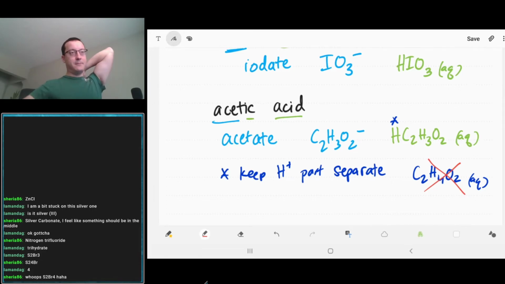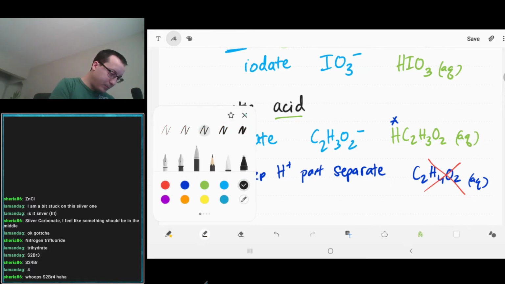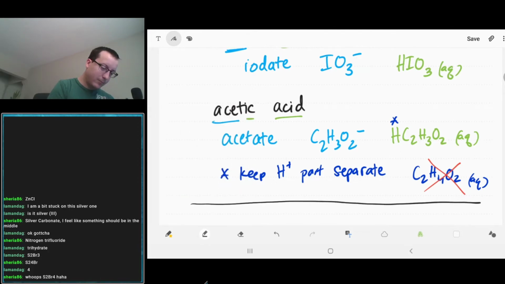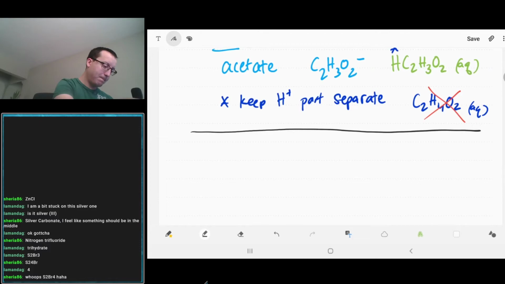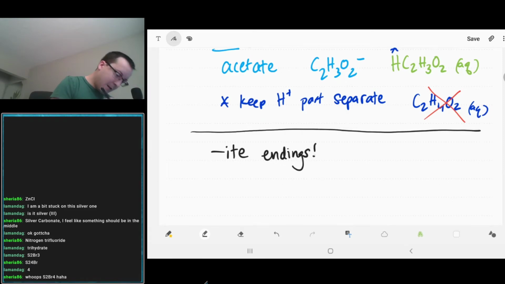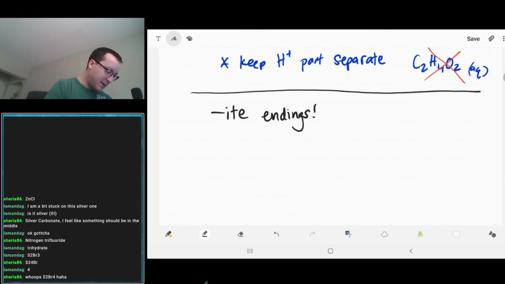How's this looking? We just have one more, and that's it. Then we're done with naming, and we can just practice, practice, practice. So now we have our last one. We're going to have a couple of examples here.